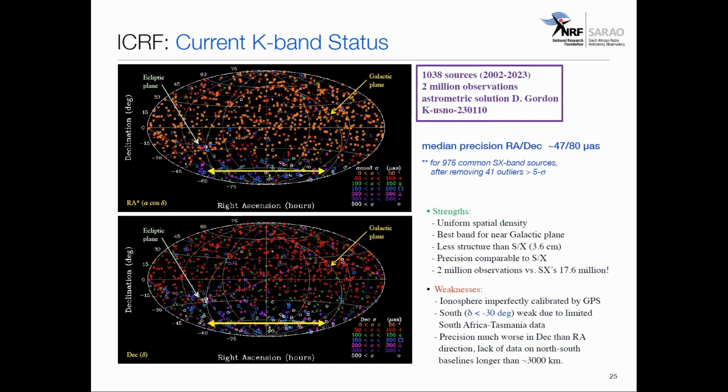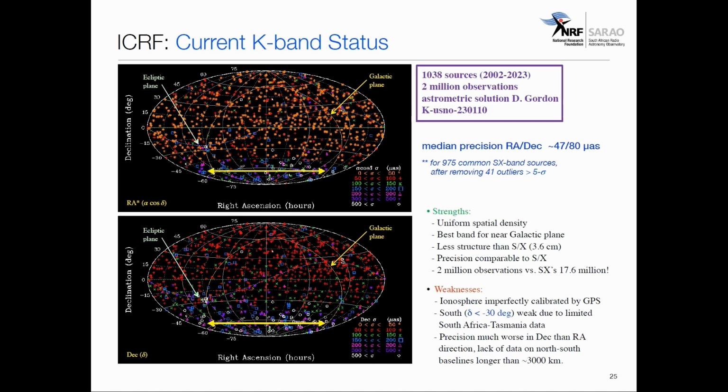If we look at the current K-band status, again, top plot showing the precision in right ascension and the bottom one in declination, we now have 1,038 sources versus the 800-something sources we had for ICRF-3, just over 2 million observations, and huge improvement in the precision in right ascension and declination.